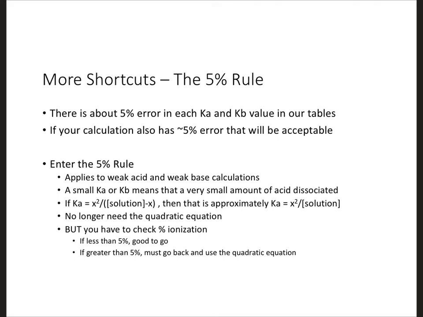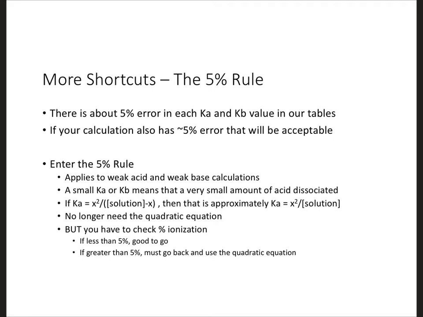So that shortcut is the 5% rule. So it turns out there's about 5% error in all those Ka and Kb values that we've been referring to in Appendix H and Appendix I. So there's already some error built in there. So if the calculation that you're doing is also in that 5% error range, we're going to call that acceptable for what we're doing.